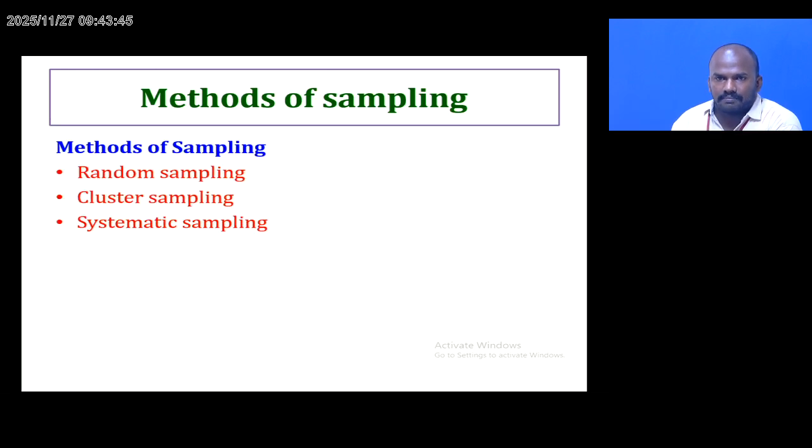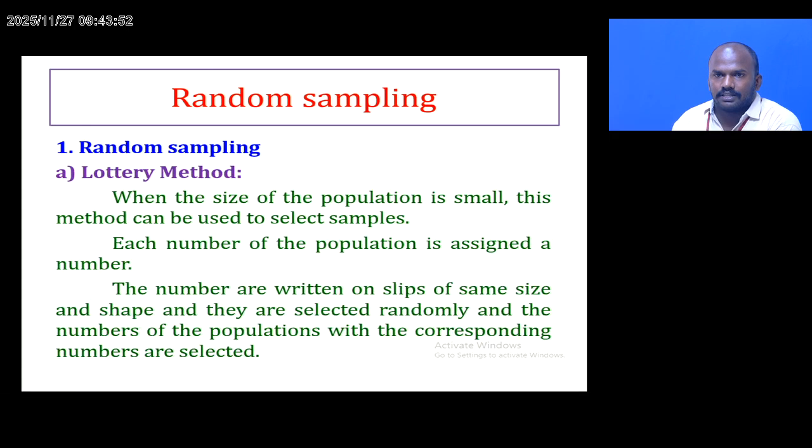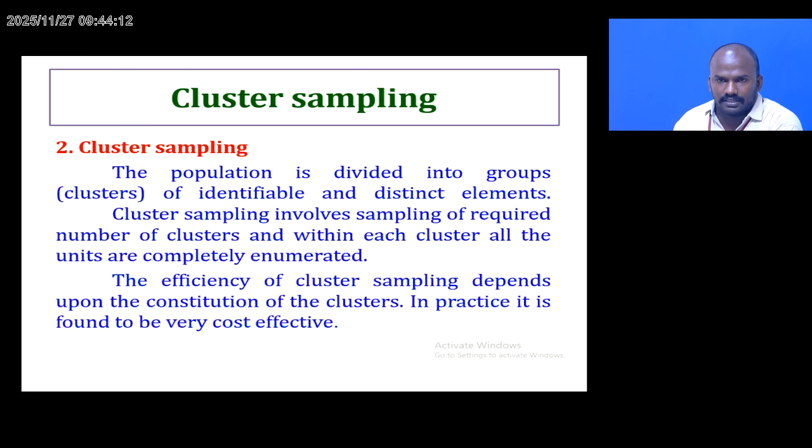There are methods of sampling. There are three methods: random sampling, cluster sampling, and systematic sampling. There are different methods in random sampling. The first one is the lottery method. When the size of the population is small, this method can be useful. Each member of the population is assigned a number. The numbers are written on slips of the same size and shape. They are selected randomly, and the members of the population with the corresponding numbers are selected.